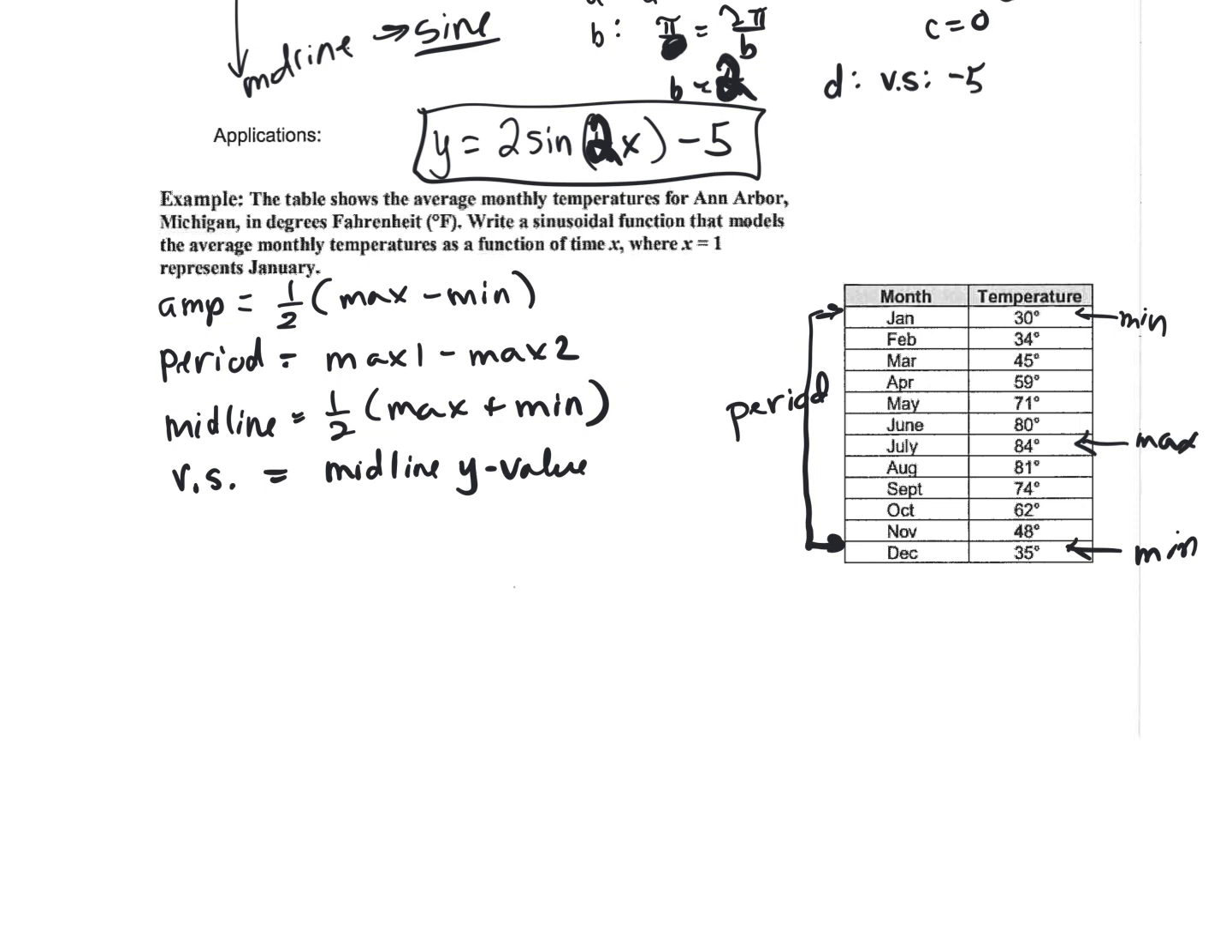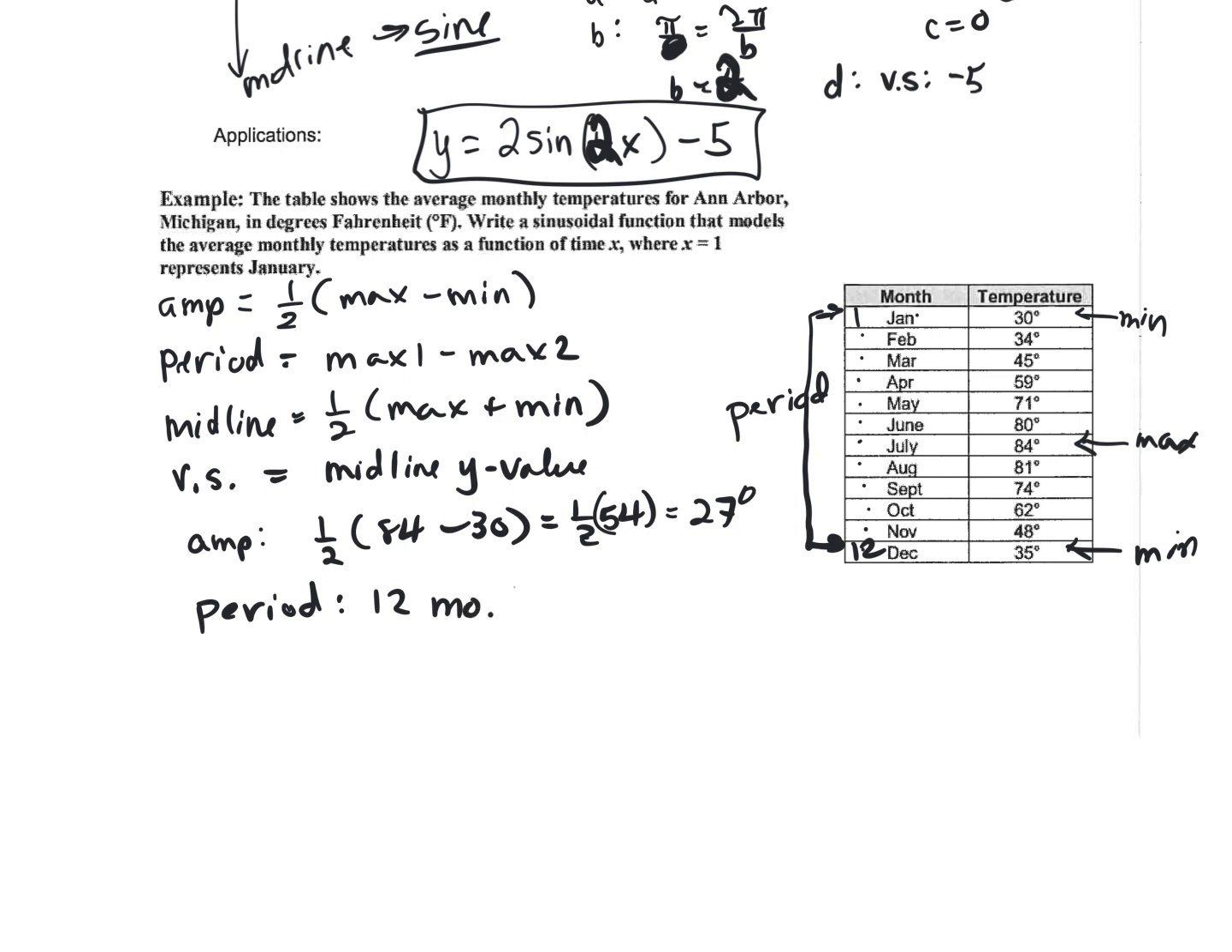So if we're looking at this in terms of months, let's do amplitude. Our amplitude is 1/2 of max, 84, minus the min, which is 30. So we're talking about half of 54, which is 27 degrees. So the amplitude is 27. Period: that would be from January, if January is 1, so that would be 2, 3, 4, 5, 6, 7, 8, 9, 10, 11, 12. So the period is 12 months.